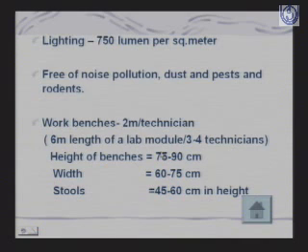And the workbench: 2 meter per technician will be required, that is 6 meter length of a lab module where 3 to 4 technicians can work. Height of the bench should vary between 75 to 90 centimeter, width 60 to 75 centimeter, and stools 45 to 60 centimeter in height.